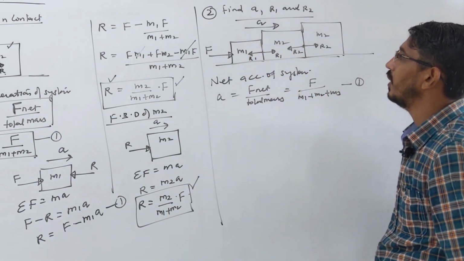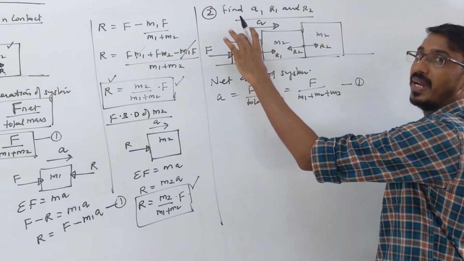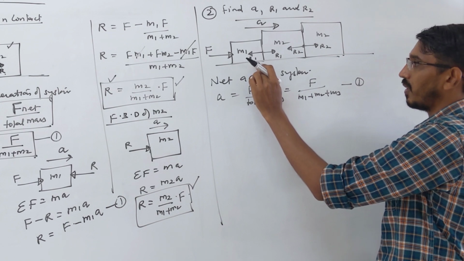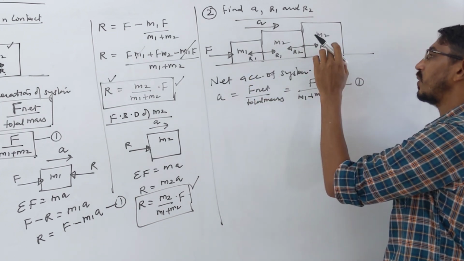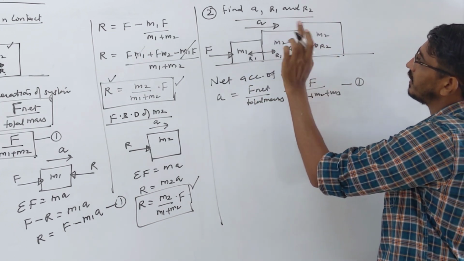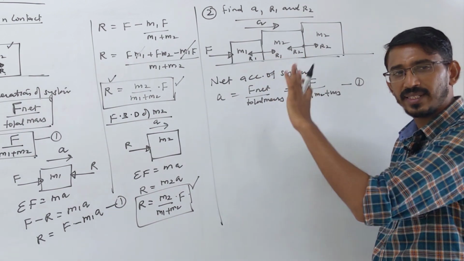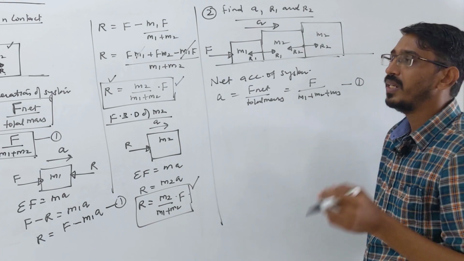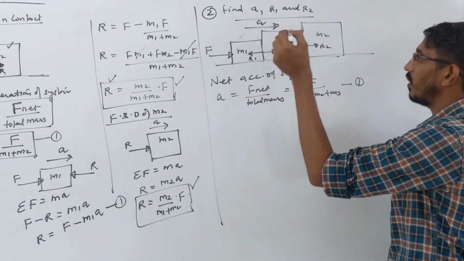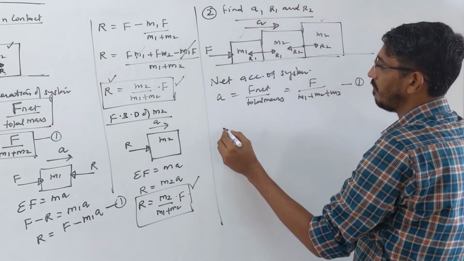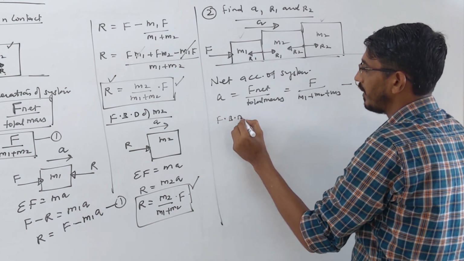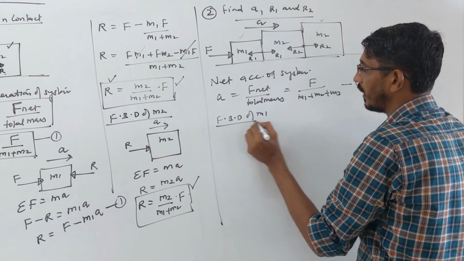Two things are unknown. You can take this body as FBD because there is only one unknown, R1. You can take this body also, there is only one unknown, R2. But first you cannot take this body because two things will be unknown, R1 and R2. You can take that, but it becomes a little complicated. So it's better to take this body or this body first. So let's take FBD of M1, correct?